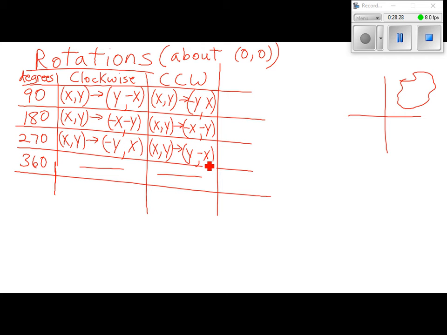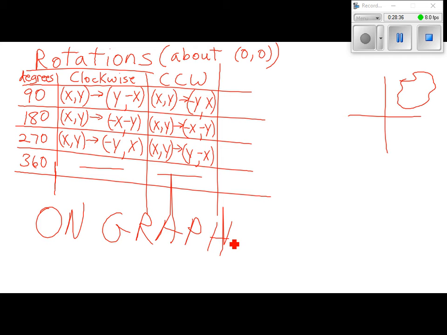All of this has to be on a what? Has to be on a graph. That's the only way these rules work.